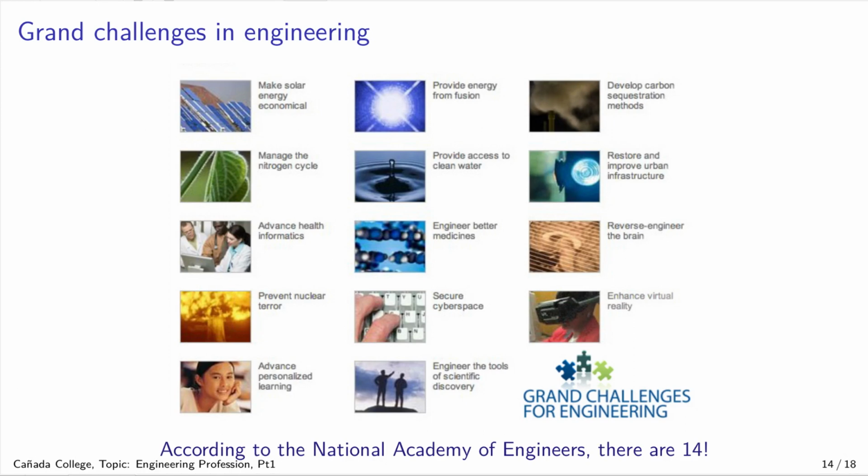Now, another way to think about engineering is not in terms of a field, but in terms of a problem. And this is what the National Academy of Engineering has put out. They have identified 14 grand challenges for engineers and engineering as a field, and these cover every aspect of life, including things like making solar energy economical, advanced personalized learning, advanced health informatics, engineering better medicines, providing access to clean water, providing energy from fusion, and so on and so forth. So this is something else you can think about when you're trying to choose what type of engineering you want to do. Again, there is a link at the end of this video lecture to the National Academy of Engineering that talks about each of these 14 grand challenges.